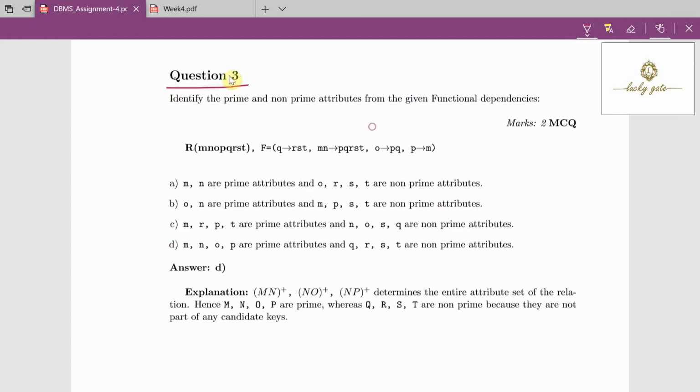Question number 3. Identify the prime and non-prime attributes of the given functional dependencies. Here, friends, understand what is meant by prime and non-prime attributes.